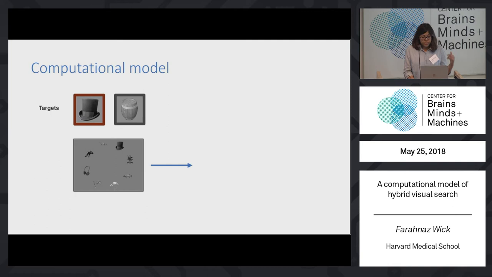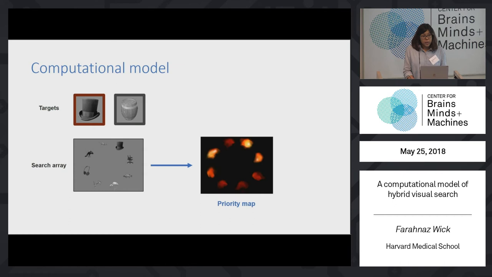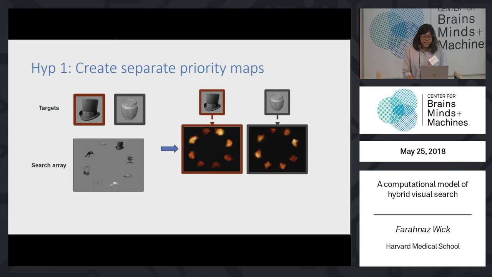That is, it should be able to take in the images of the targets that you're looking for and a search array and create a priority map, or a heat map, where the different locations are highlighted by the different target features. And the model will pick the location that has the highest value. It's a winner-take-all approach. It's still not clear what to do when you have multiple targets. Well, one thing you can do is create a separate priority map, one for each target. And then there are a couple of strategies you can employ.